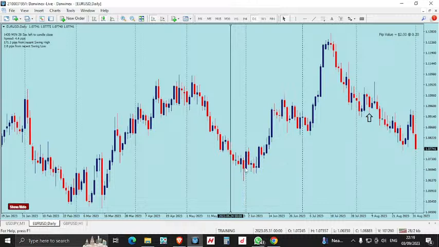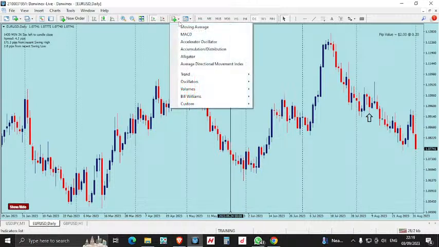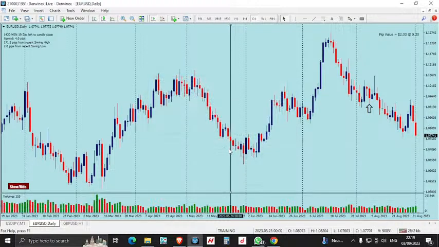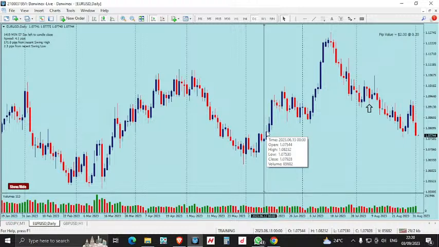This one engulfed everything. I want to activate my volume because volume helps to determine whether the activities are okay. Okay, if you can see the volume here now. This is the first one. The volume was weak, until we now have a better volume here. So this is where somebody was supposed to have entered a trade.